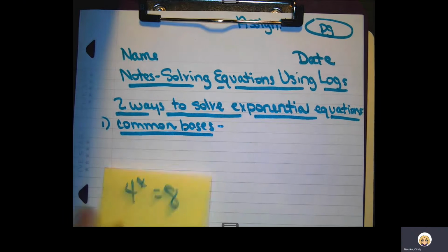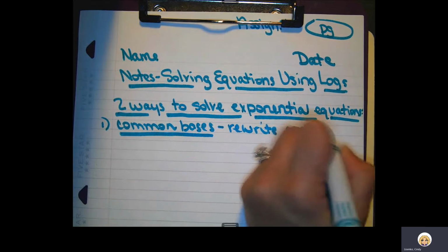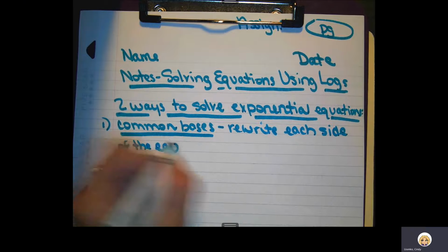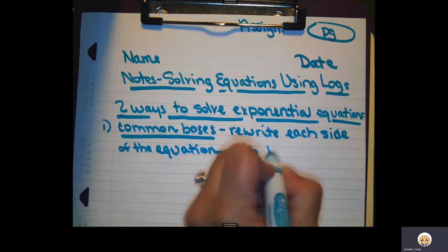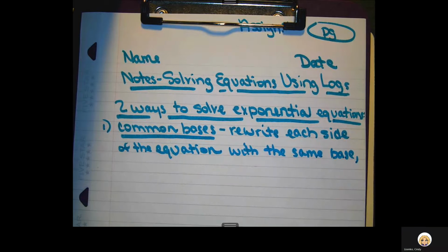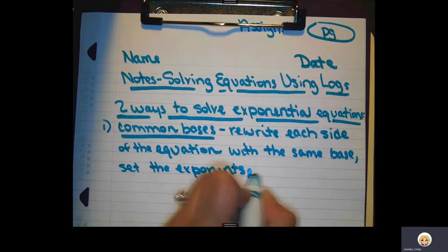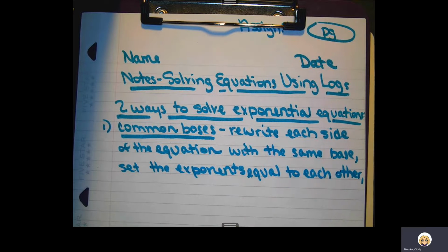So can you write for me after common bases: rewrite each side of the equation with the same base, comma, set the exponents equal to each other and solve.